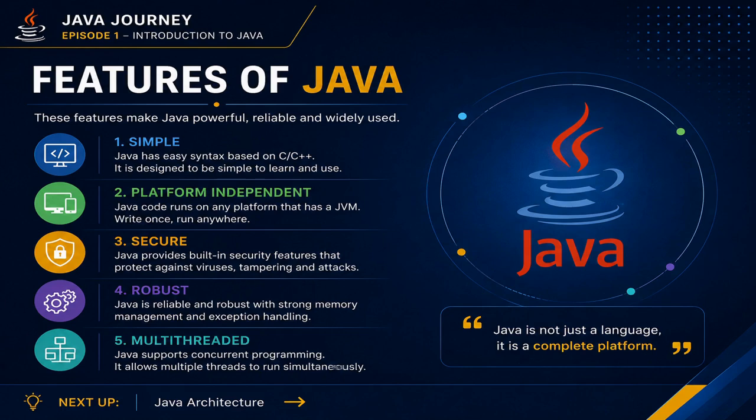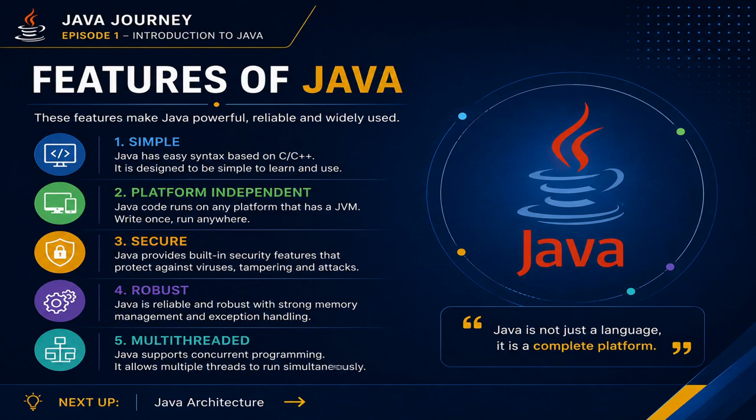The next feature is robustness. Robust means strong and reliable. Java is designed to handle errors efficiently. For example, Java provides exception handling, which helps programs manage errors without crashing immediately. Java also has automatic memory management using something called garbage collection. This helps reduce memory related issues. Because of this reliability, Java is trusted in large enterprise systems. Large companies cannot afford software crashes frequently.